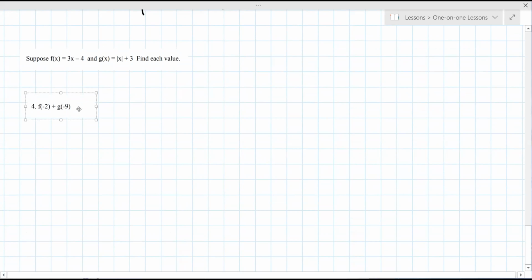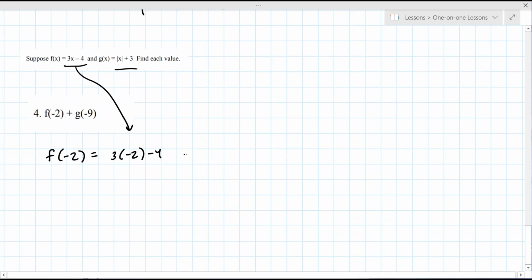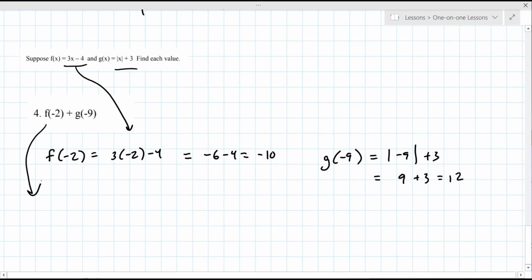Okay, number 4, it's f of -2 plus g of -9. The function f is given up here, the function g is given up here. So it's two separate problems. You have to find f of -2, which is 3 times -2 minus 4. I'm just getting that from here. You get -6 minus 4, which is -10. And then you can find g of -9. That's the absolute value of -9 plus 3. So that equals 9 plus 3, which is 12. So just take those two values, 10 plus 12, and you get 22 for those.